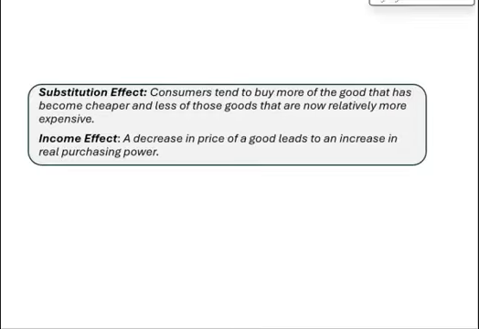When a price of a good decreases, consumers tend to buy more of that good relative to the expensive good, and that we call the substitution effect. At the same time, a decrease in price of a good leads to an increase in real purchasing power. That is, you are able to buy more at the same income, and we call that the income effect.